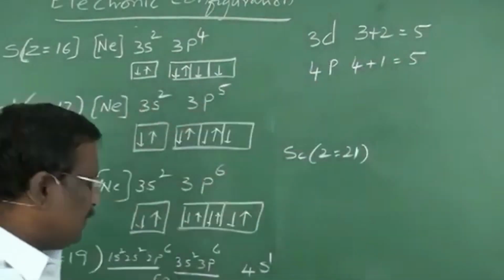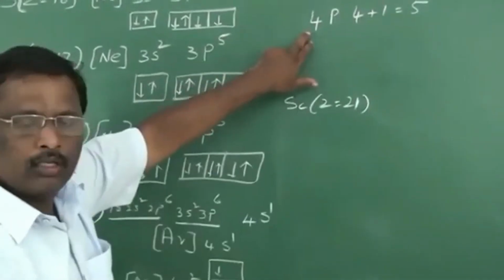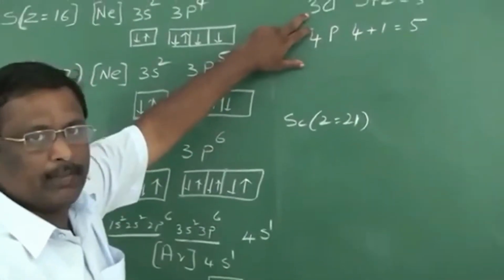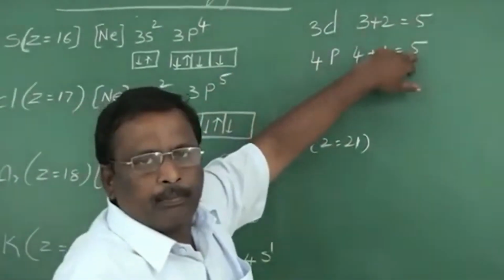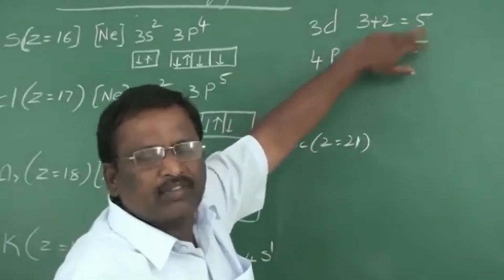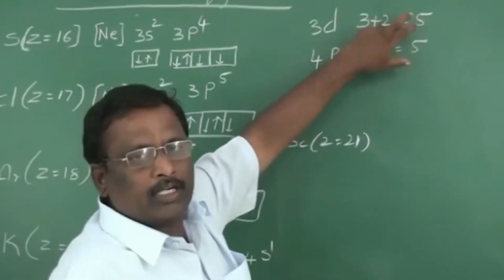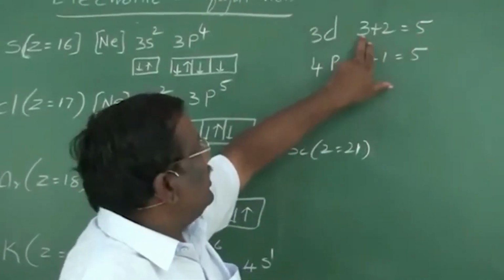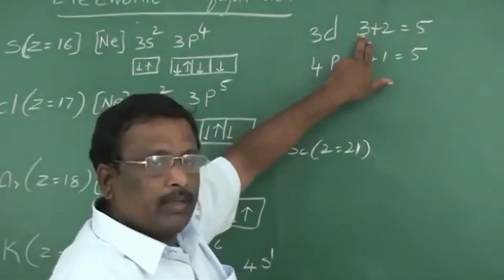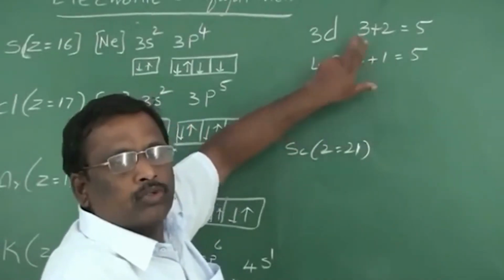So, the 4s orbital is filled. Next to 4s we have the 4p orbital. But previously there is an empty 3d orbital. The n plus L values of these two are the same. So, if two orbitals have the same value, the electron will enter into the orbital with the least n value, that is 3d. Because the 3d n value is 3, whereas the 4p n value is 4. So 3d should be filled first.